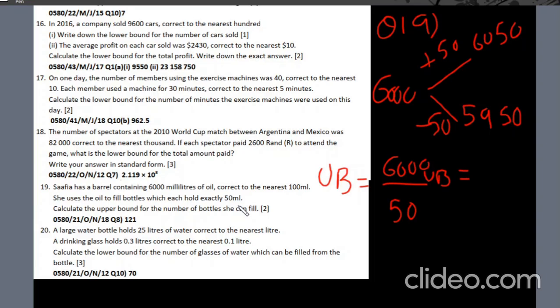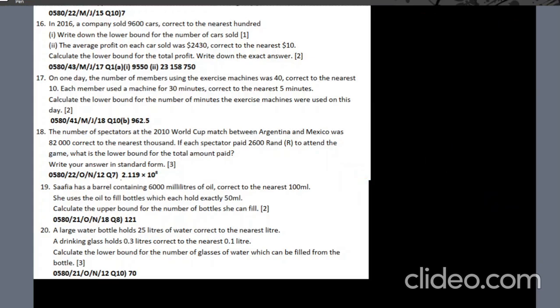So next we solve it and we get 6000 divided by 50 is 120. No, but we're first supposed to write the upper bound of 6000, so that is 6050 divided by 50. So 6050 divided by 50 is 121. Answer for question 19. Question 20.